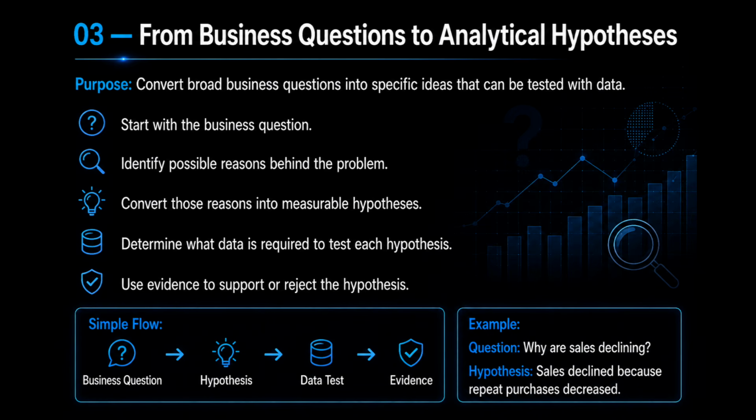The simple flow is business question to hypothesis to data test to evidence. For example, if the business asks, why are sales declining? One possible hypothesis is that sales declined because repeat purchases decreased. Now, we can use data to test whether that hypothesis is actually true.